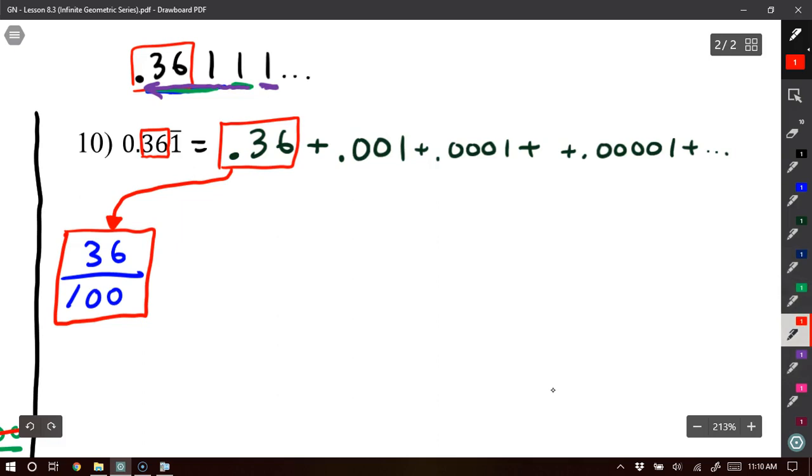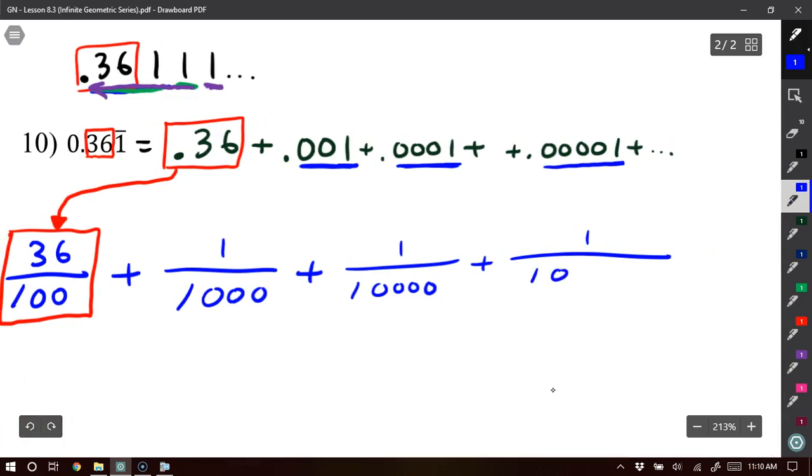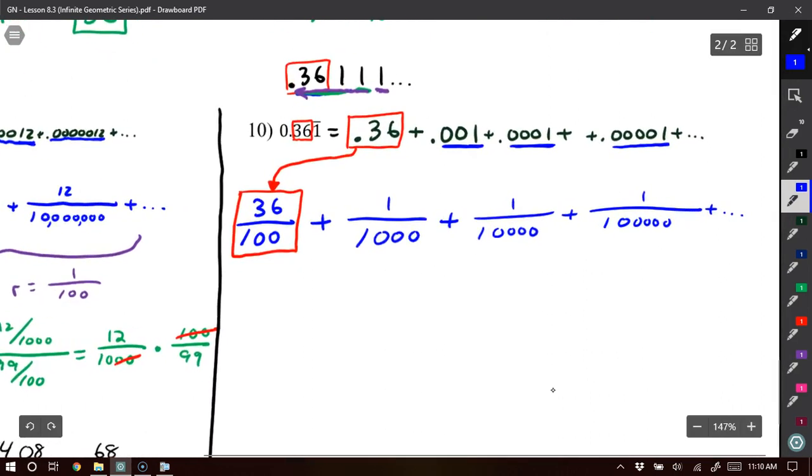What I'm going to do next is list out the other ones. So I have plus 1. There are three numbers after the decimal, so there's 3 zeros on the bottom. Plus, I have a 1 on top. There are four numbers to the left of the 1, so I have 4 zeros on the bottom. Plus, I have a 1 on top. There's 5 numbers after the decimal, so I'm going to have 1, 2, 3, 4, 5 zeros on the bottom, plus dot, dot, dot. There is the infinite geometric series written out.